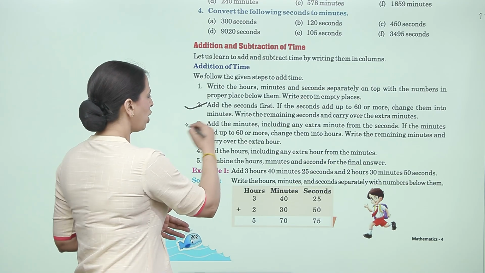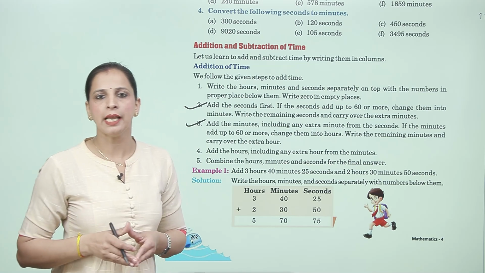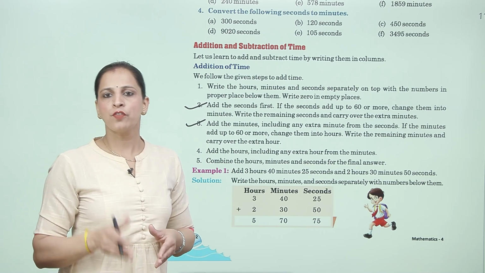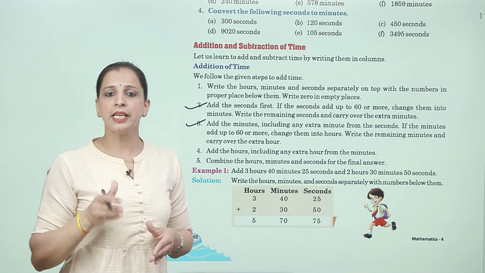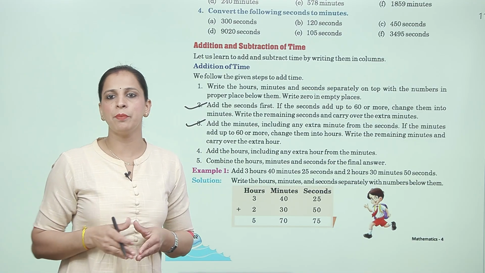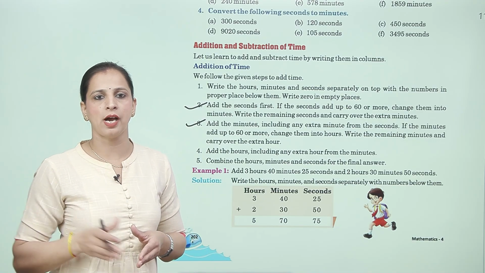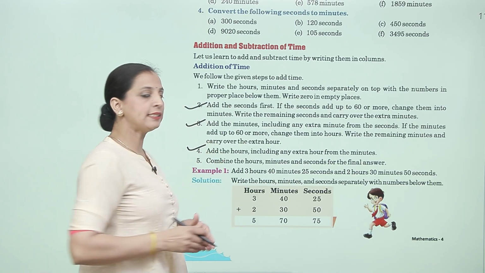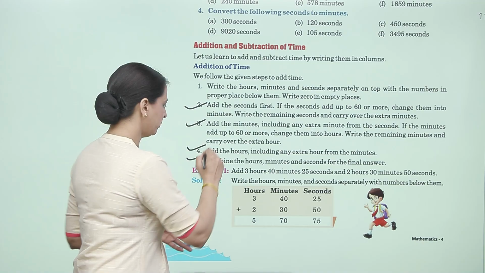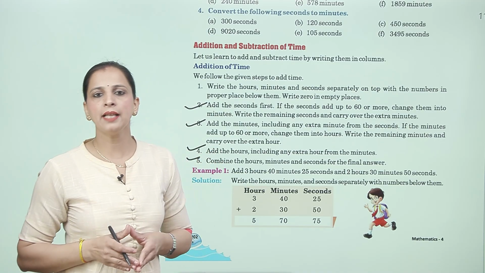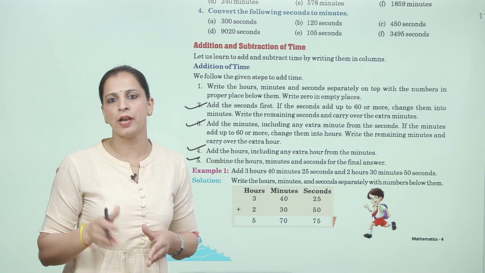Now next, add the minutes including any extra minutes from the seconds. If the minutes add up to 60 or more, change them into hours. Write the remaining minutes and carry over the extra hours. Now fourth, add the hours including any extra hour from the minutes. Now fifth, combine the hours, minutes and seconds for the final answer.